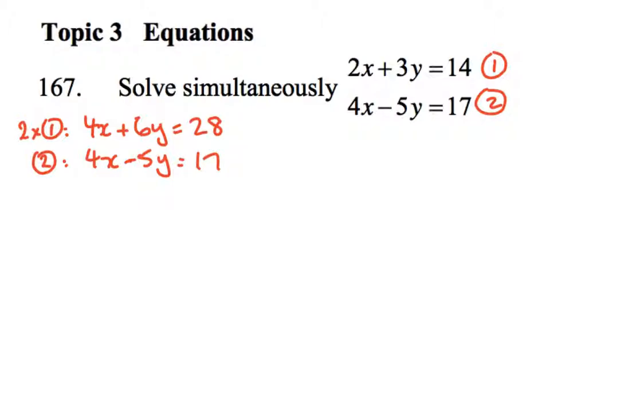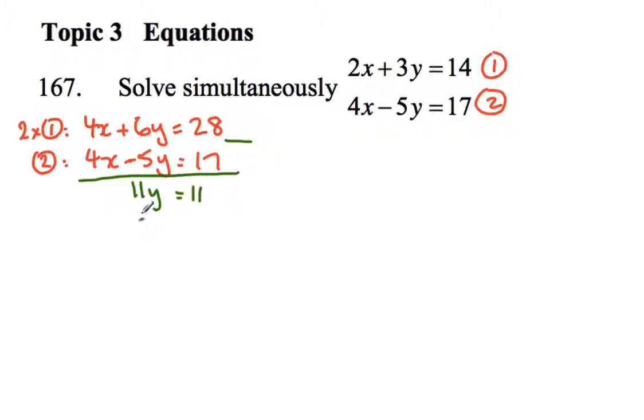And what we can do there is subtract between each of the equations, and that will eliminate the 4x's. This is the elimination method here. So if I take 4x minus 4x, that's going to be nothing. 6y minus, between the two equations, a minus 5 is going to give me 11y. Be very careful there. We have 6y minus 5y. So that's where that occurs. And 28 minus 17 is 11.